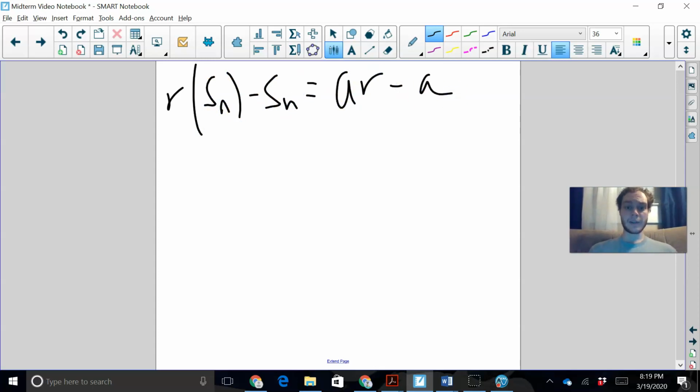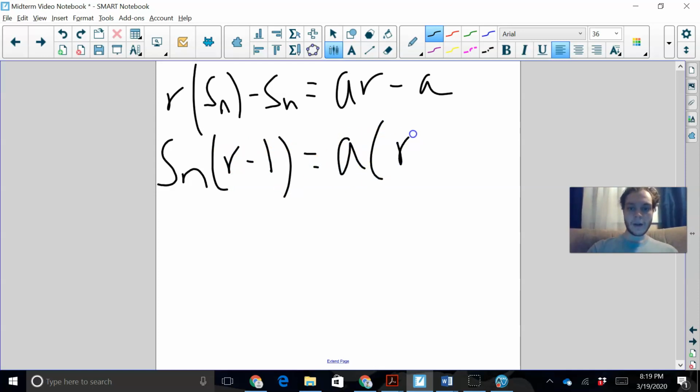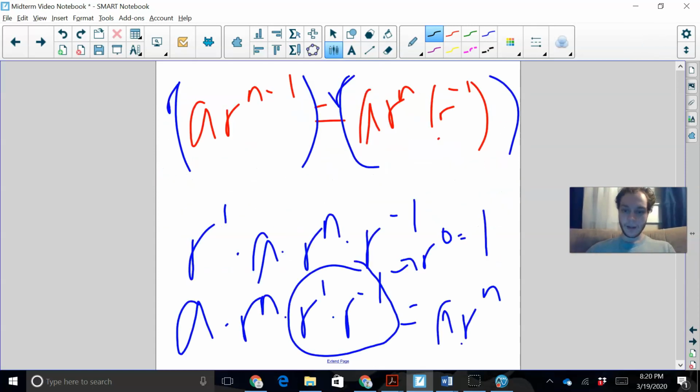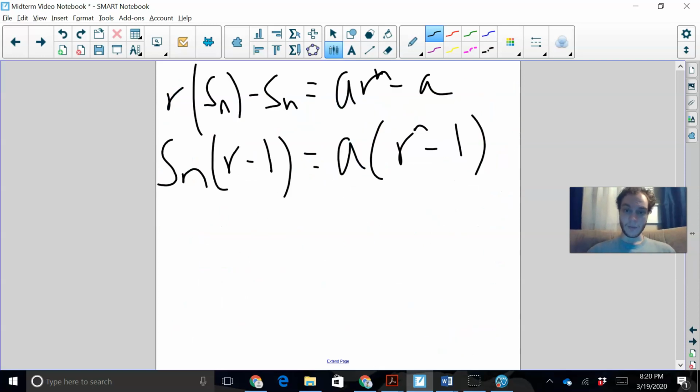Remember, I need to write this whole video. Look at that. On the left hand side, they have a common term, the s sub n, so I can actually factor that out, and what's left over is r minus 1. On the right side, they both have an a in there, so I can factor that out, and I get r to the n minus 1. Oops, Mr. B made a mistake. There should be an n there. Sorry, which I proved to you on the slide, so I just copied it over.